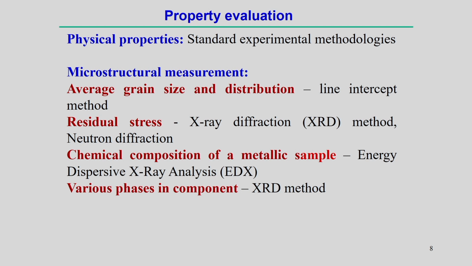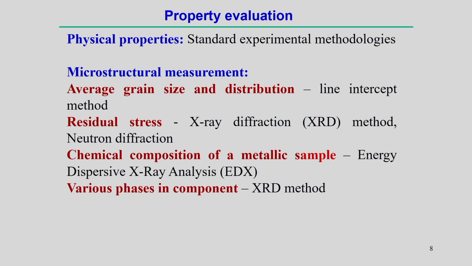Now, we can look into microstructural measurement. In this sense, for the average grain size and distribution, the line intercept method can be used. Apart from that, for residual stress we normally use the XRD, X-ray diffraction method; commonly the neutron diffraction method can also be used, or other mechanical methods can also be used to measure the residual stress.